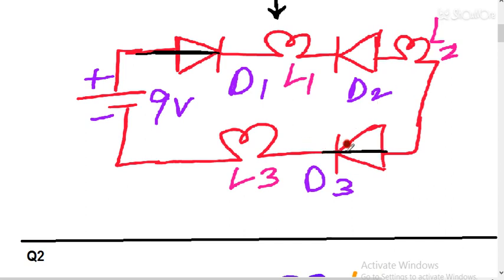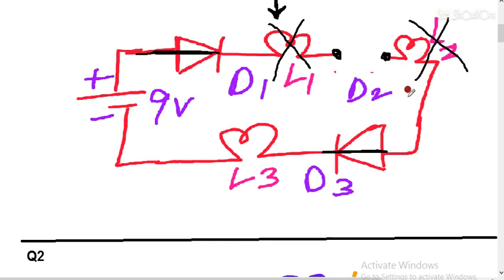The forward biased diodes will act as a closed switch, and this D2 will act as an open switch. This D2 will act as an open switch between these two terminals. So that means no current will flow as the circuit is not completed. This circuit must be completed for the flow of current. So no current will flow in this circuit. That means neither L1 nor L2 nor L3. So none of these three lights will glow.